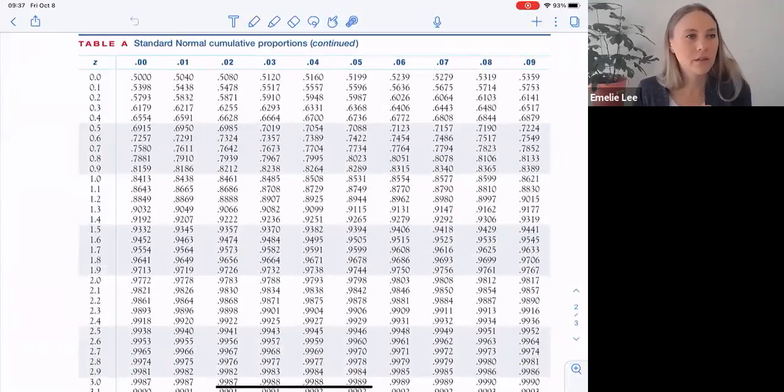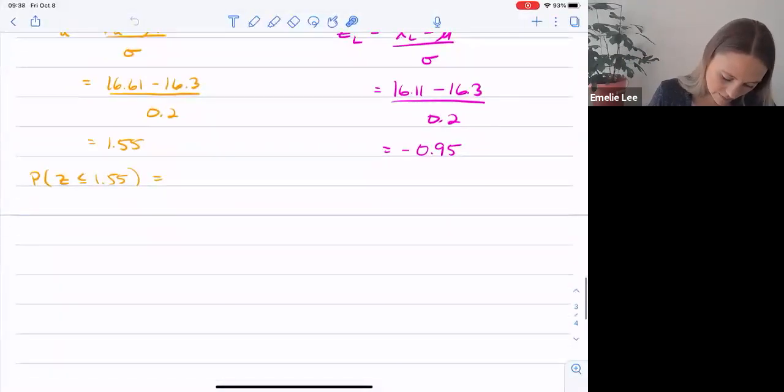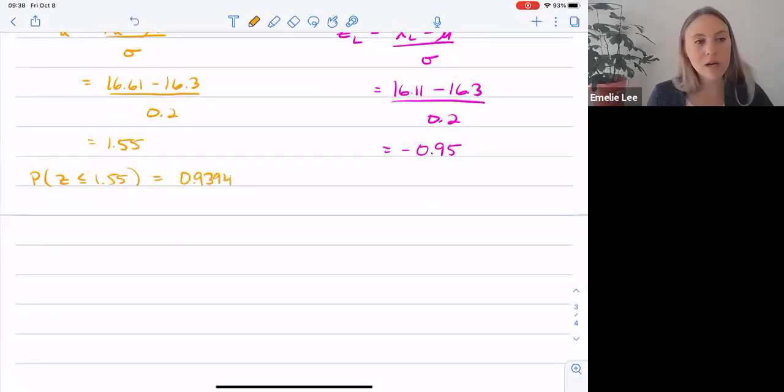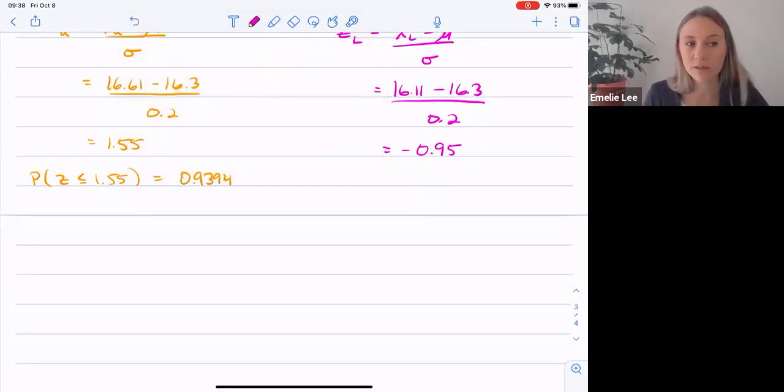Make sure you're on the positive side because I mix them up. I guess I put my upper on the lower, anyways, whatever. 1.55, I'm getting 0.9394. Now my eyes do jump around here, but I'm feeling pretty good. So then I'm just going to write 0.9394. If you wanted to write it out as a blurb, you'd have to say, using the Z table, we find the area to the left of Z equal to 1.55 is 0.9394. That's a lot. No, thank you.